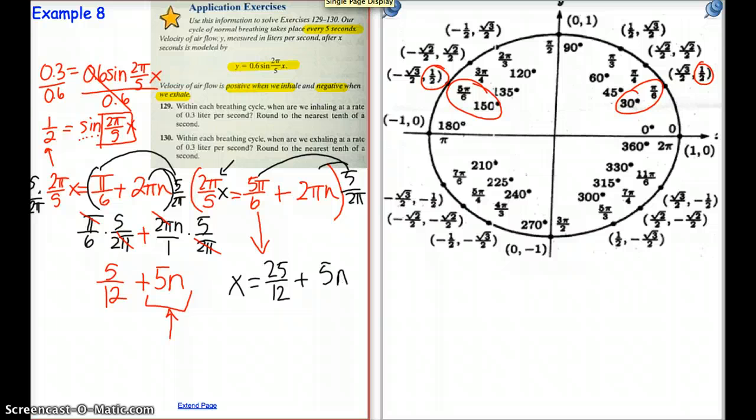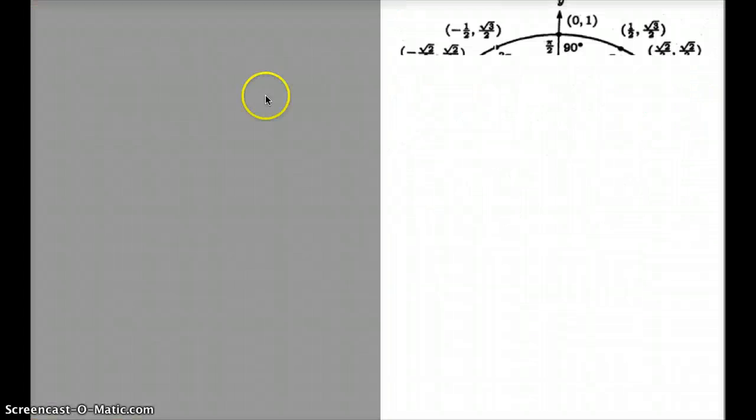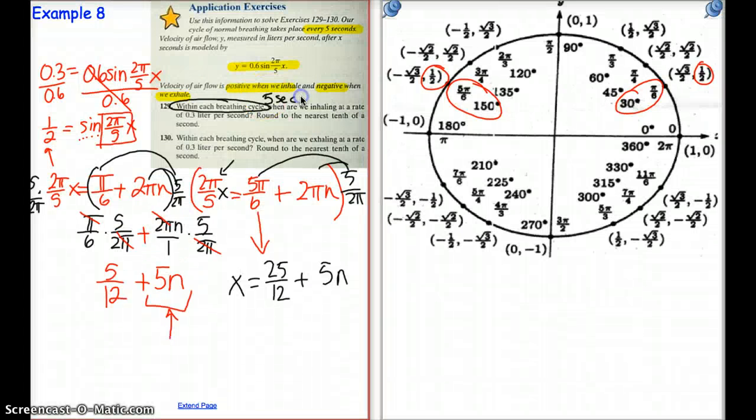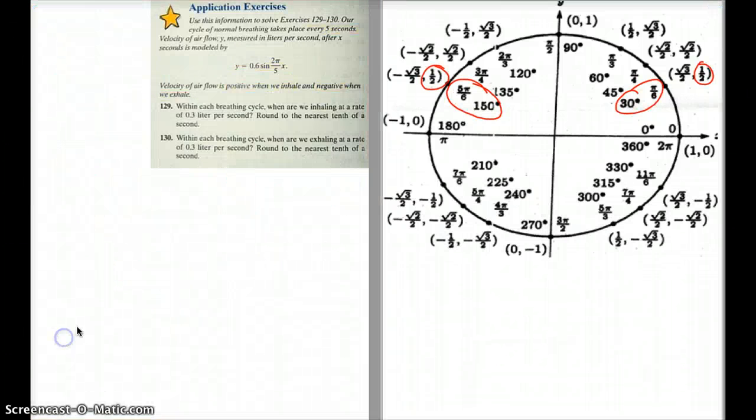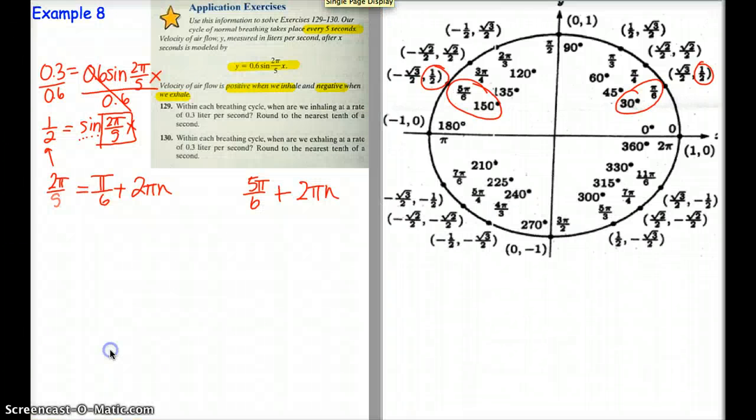I'm going to plug in multiple values of n. Another nice thing is we only want it in each breathing cycle, and a cycle is 5 seconds. We saw that up here. So these are important puzzle pieces to put together when solving these problems. So since this is the growth that we're going to be using and the way we quickly find the values, n equal to 0 is the only value I need to consider.